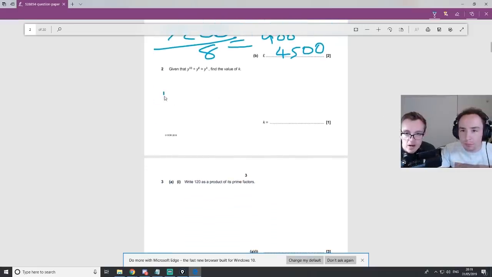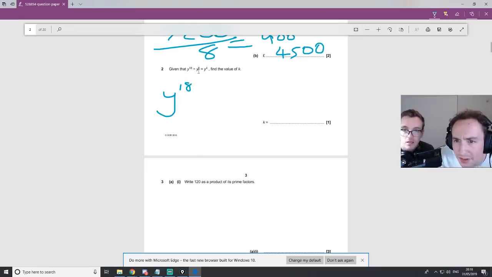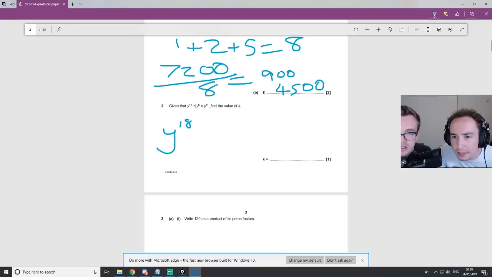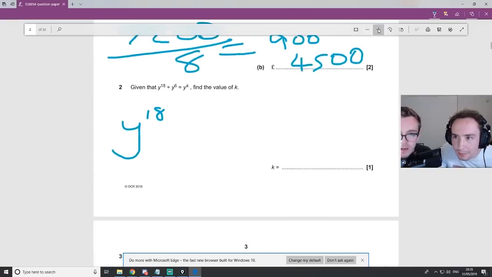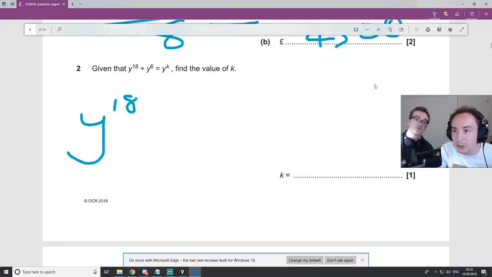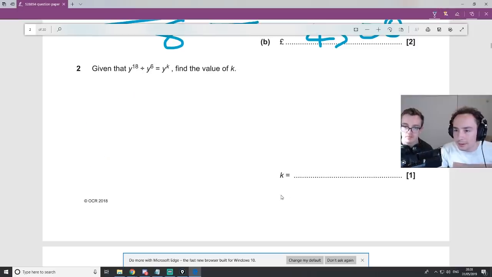Right. Y to the power of 18 plus Y to the power of 6 equals Y^k. No, is that a divided? I think that's a divided. It looks like a divided. Zoom in. Oh, it is. Okay, it's Y to the power of 12. It's easy, except it's 12 because it's asking for the value of K. They are so sneaky.